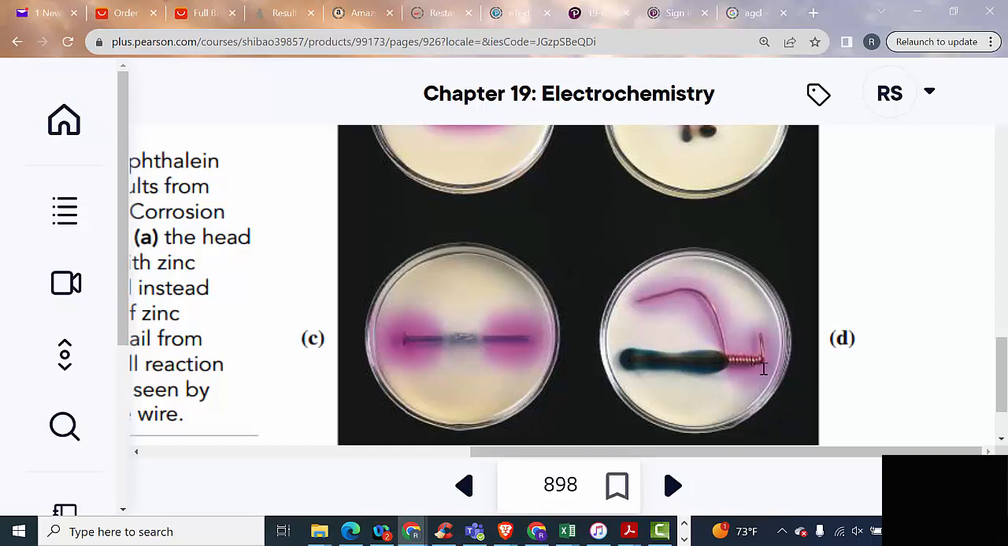Or if the copper coating had no nicks or gaps, then the copper coating would work. And that's called putting an inert barrier over it. And so we could put an inert barrier over it. The other way of protecting the iron is the sacrificial anode. So two main ways of protecting iron is to paint it or put a coating.